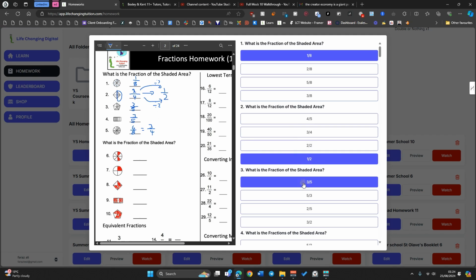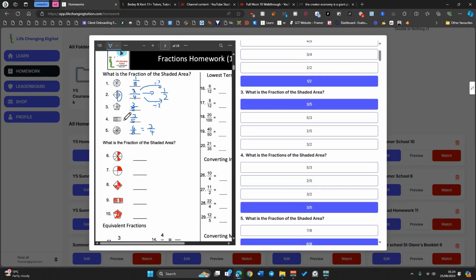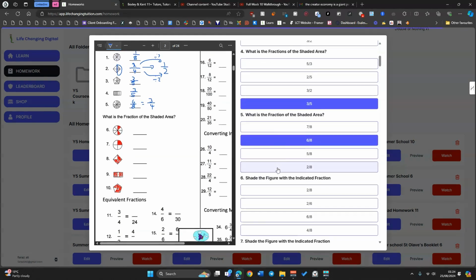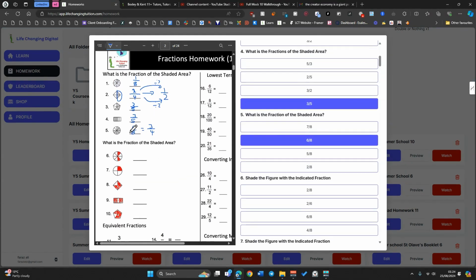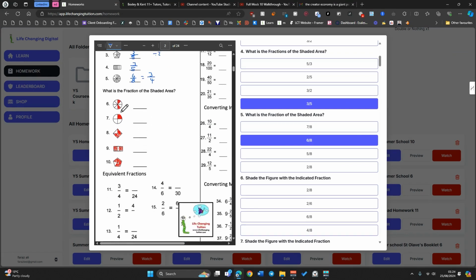Question 3 was 3 over 5. We've got that selected right here. The answer to question 4 is also 3 over 5. We've got that selected. And the answer to question 5 is 6 over 8. And we've got that selected. Perfect. Okay, question 6. Well, we've got 2 shaded here out of 1, 2, 3, 4, 5, 6, 7, 8.